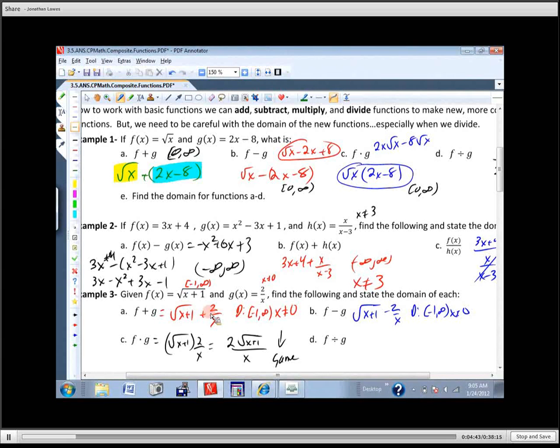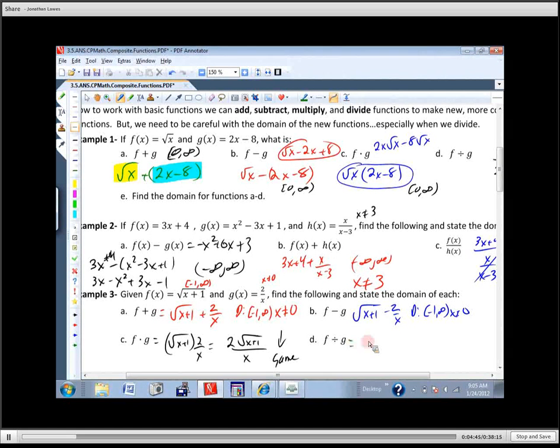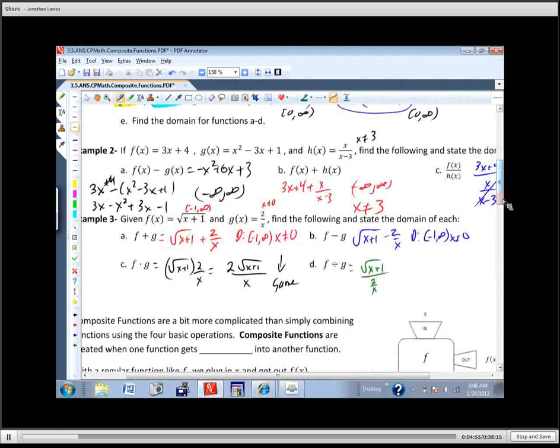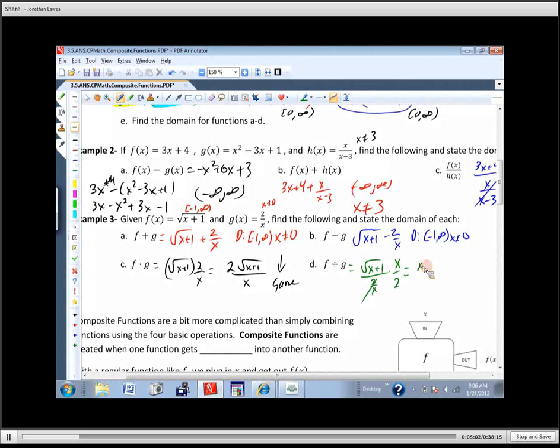And then the last one, if we do f divided by g. So if I do f divided by g, now take a good look at this. This is going to be the square root of x plus 1 divided by 2 over x. Okay, now let's simplify. So I'm going to cross this off. I'm going to flip that over and multiply. So that's going to be, if I simplify, I get x, square root x plus 1, divided by 2. What's the domain now?